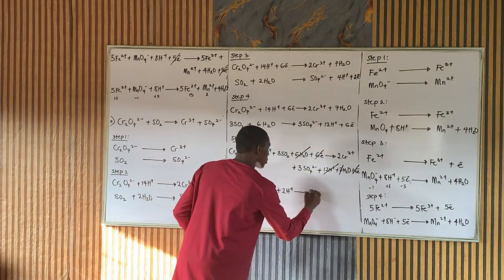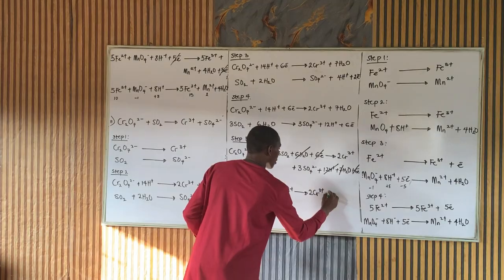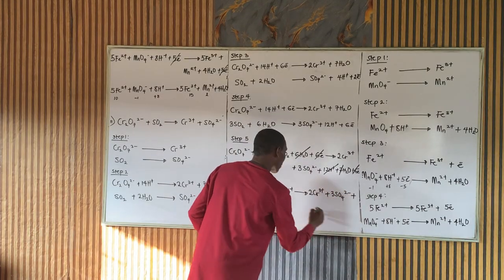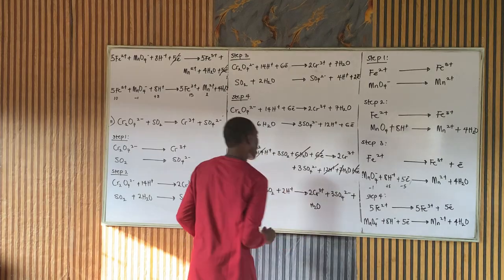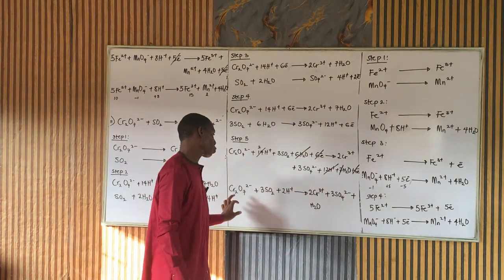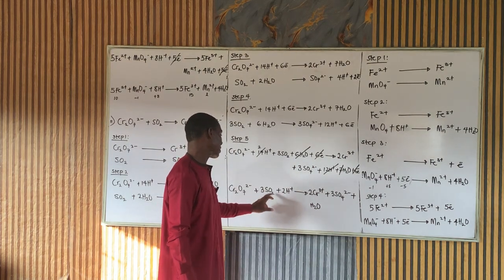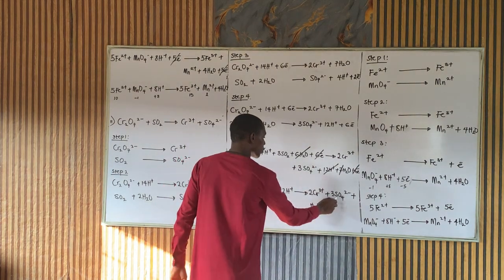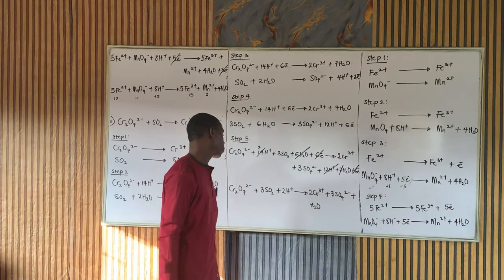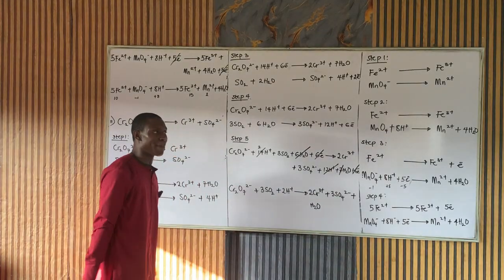To give 2 Cr3+ plus 3 SO4 2-, then plus 1 molecule of water. And you can check and confirm if it is balanced. How do you know that? The atoms: 2 chromium, oxygen 7 here plus 6, that's 13. Here, 12 plus 1, that's 13. Hydrogen 2, sulfur 3. So the atoms are balanced.